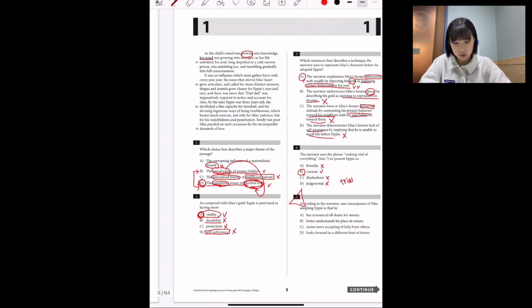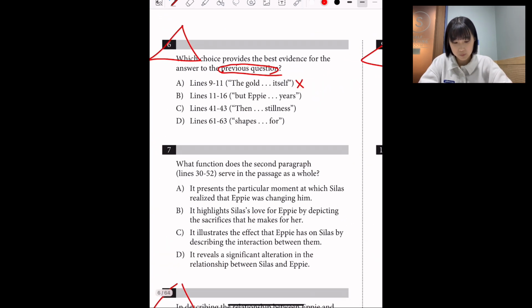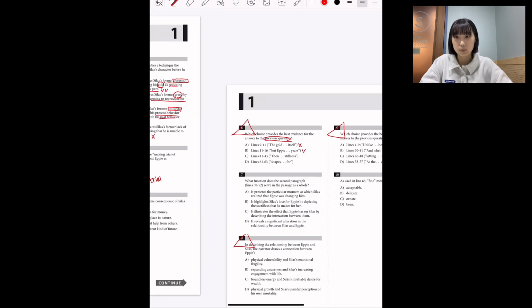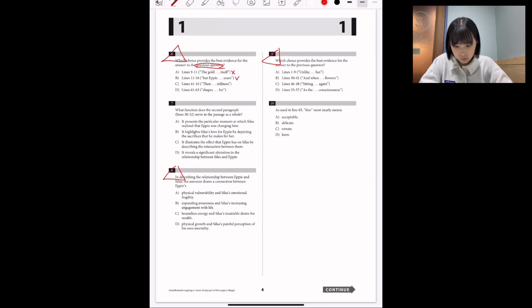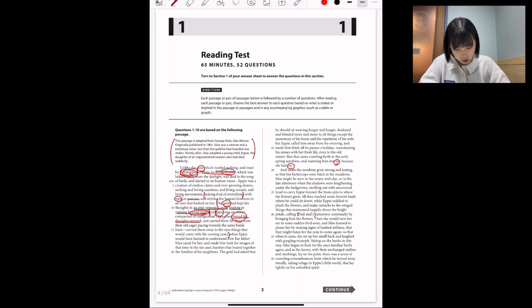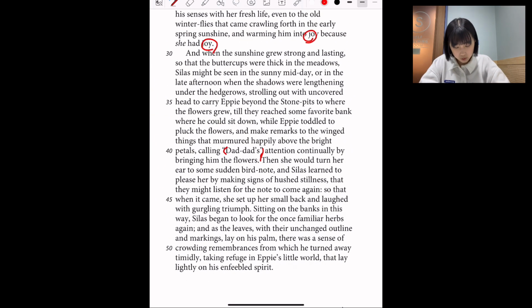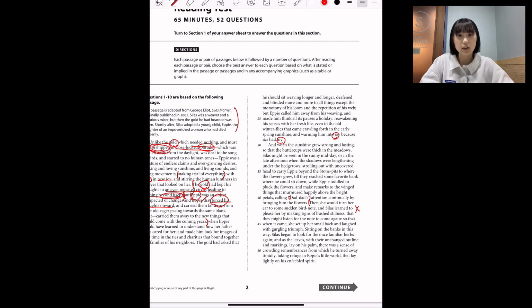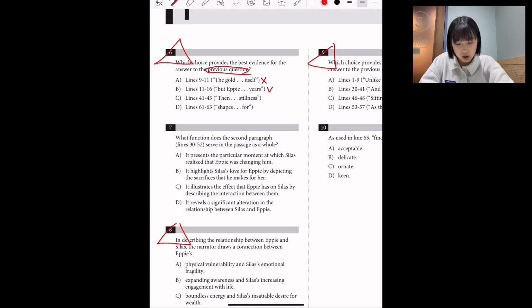Oh, sorry. I don't know why this does this sometimes. We're definitely going to keep B. And C, lines 41 to 43, then to stillness. Then she would turn her ears to some sudden burr note. Silas learned to please her. Already here, this is not a consequence, this is just an interaction, and we can't say that it's directly linked to anything that happened after Silas adopted Eppie, so this is not a good choice.